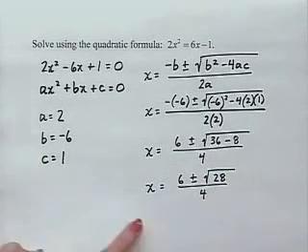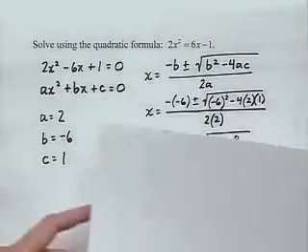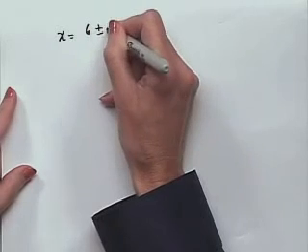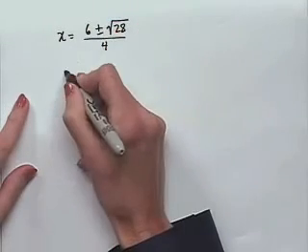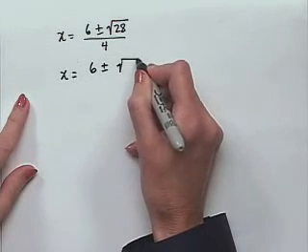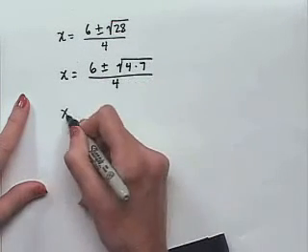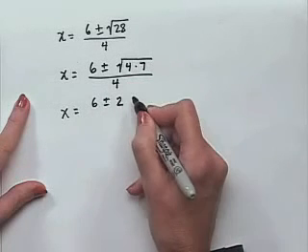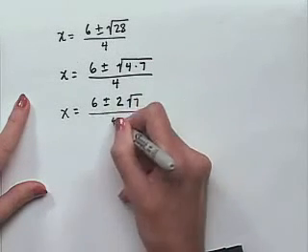Now we're going to take this expression and simplify further by working with the radical. Again, x equals 6 plus or minus the square root of 28 divided by 4. We notice that we can rewrite the square root of 28 as the square root of 4 times 7. Then we can take the square root of 4, which is 2, and pull that out from underneath the radical symbol, and we'll be left with the square root of 7.